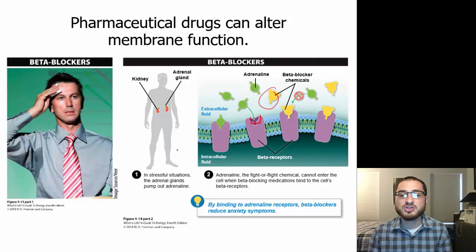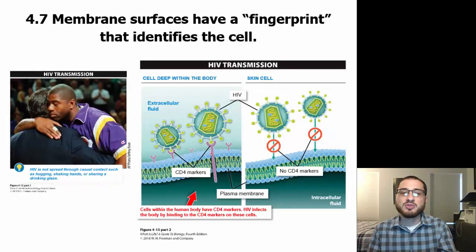So in stressful situations, the adrenal glands are going to pump out adrenaline. And adrenaline is the fight or flight chemical. It cannot enter the cell when you are on beta blockers, so that actually causes a decrease in anxiety. You're blocking that anxiety response by blocking those receptor proteins.